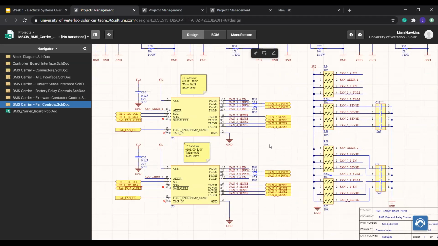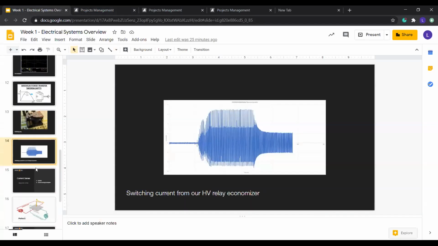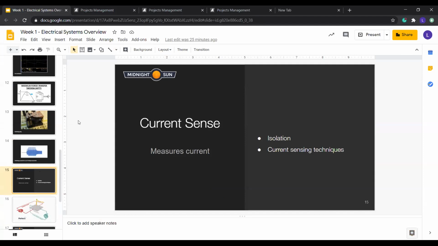So each fan will have an output that outputs 2 pulses per revolution of the fan. So by counting or by measuring the period of the pulses, you can determine how quickly the fan is spinning. And this is just to make sure that the fan doesn't stall or break, and that it's actually working properly. So that's pretty much the entirety of the BMS carrier.